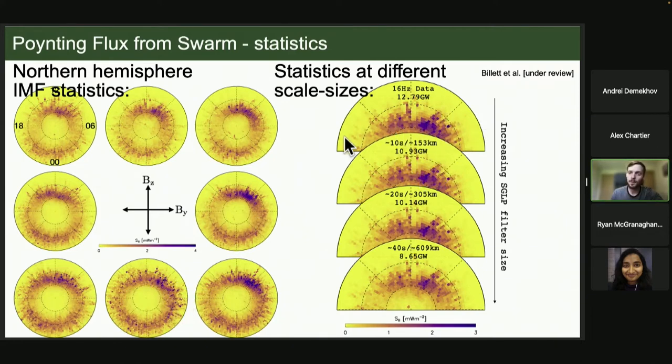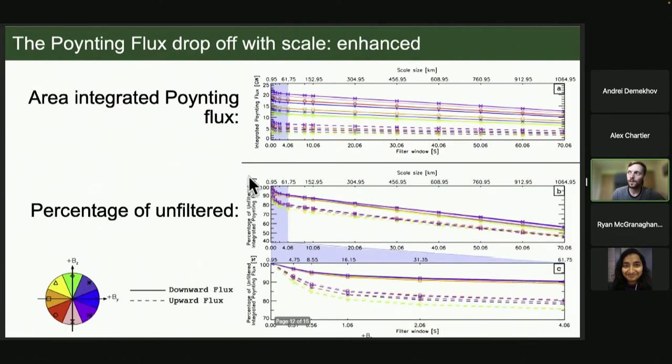This plot on the right is what happens if we do the statistics with all those low-pass filtered data sets to increase the scale size. So this is increasing scale size as we go down. And we see the Poynting flux everywhere just drops when we observe larger and larger scale sizes. If we say that the spatial resolution of the SuperDARN fitted convection patterns is on the order of a few hundred kilometers, then we see that we're missing several gigawatts worth of integrated energy at those scales compared to the very smaller scales.